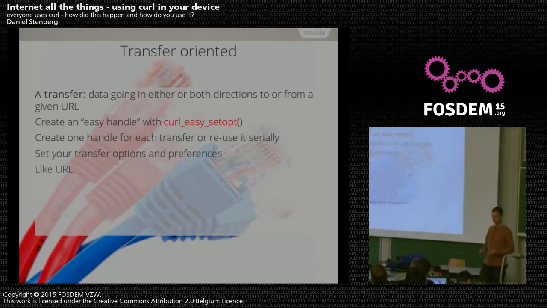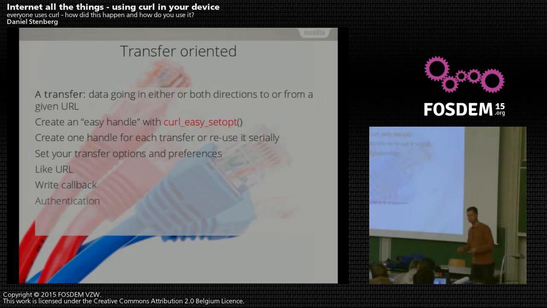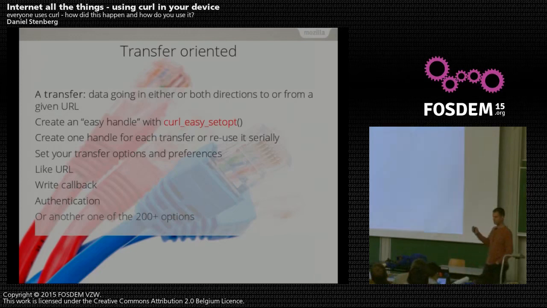You want to transfer a URL. You might want to receive your data in a callback or however. You might want to set some authentication, perhaps you have some user credentials, whatever. We have 200 options you can tweak for whatever you want to do when you do a transfer. We support a lot of odd, weird things in the protocols. You set it, you ask for the transfer, done.